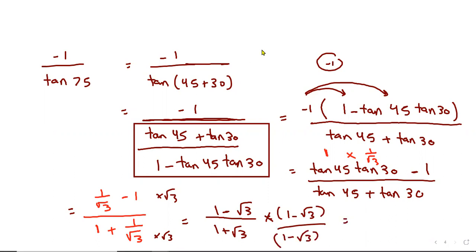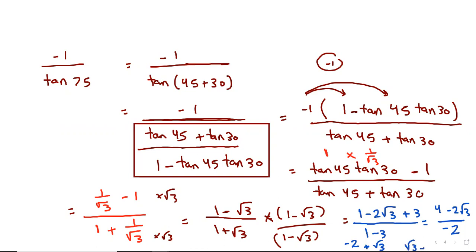So when multiplying 1 minus root 3 by 1 minus root 3, it will be 1 minus 2 root 3 plus 3 over 1 minus 3. 1 minus 3 equals negative 2. So we have negative 2 down here. 1 plus 3 is 4. Okay. And negative 2 root 3, write it as it. Then divide 4 divided by negative 2, it's negative 2. And negative 2 root 3 divided by negative 2, it's root 3. So it's root 3 minus 2.